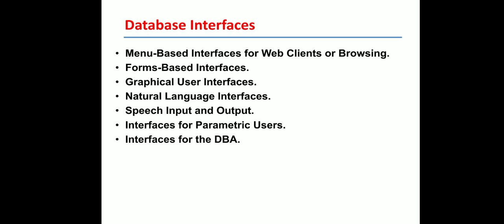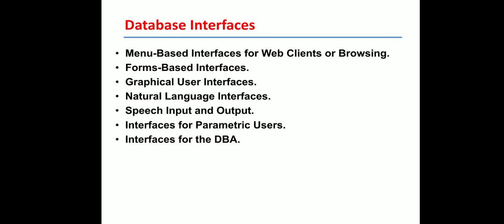The second form of database interface is form based interfaces. For example, when you are filling in an online application, you interact with the database with the help of online forms. You enter your data, and once you click the submit button, all that data goes and is stored in the database. That type of interface we call form based interfaces.